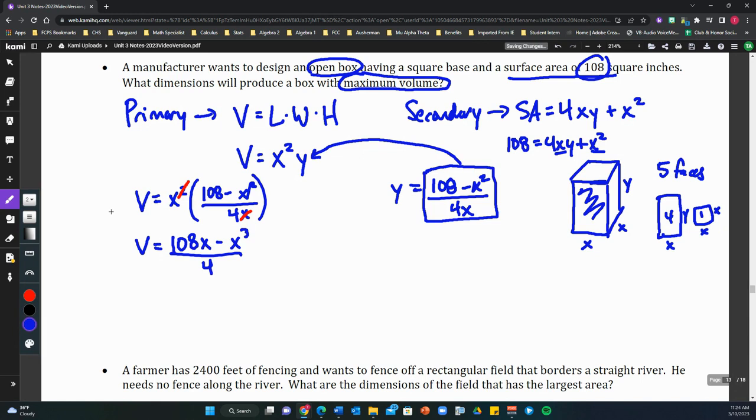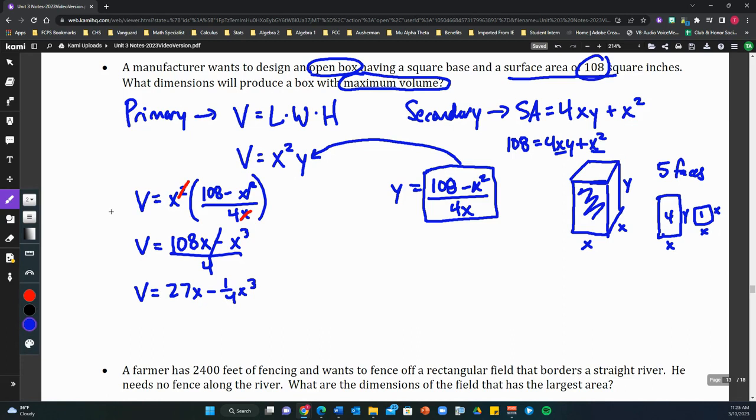And then this is another situation where I don't need to keep this as a fraction anymore. I can split and reduce this. So I would get 108 divided by 4 is 27x. All right, it's going to be another one of those days with my tablet. 27x minus 1/4 x cubed. That is our new form of our primary equation.